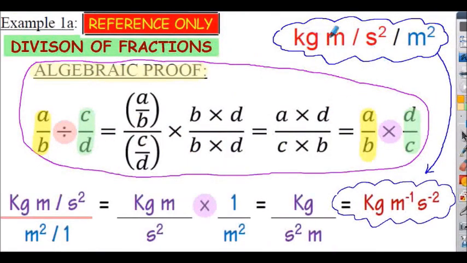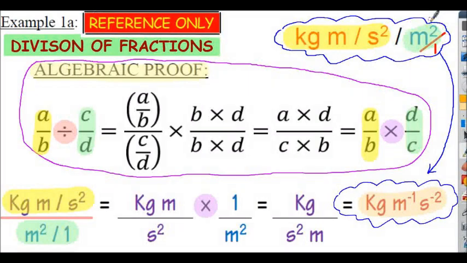For your reference, if you're unsure on how we manipulated the kilogram meter per second squared divided by the meter squared into the final answer of kilogram meters to negative 1 seconds to negative 2, this extract from our previous presentation related to fractions shows the proof we use to undertake division of fractions. So if we're dividing the kilogram meter per second squared by meter squared over 1, that's effectively what we have here.